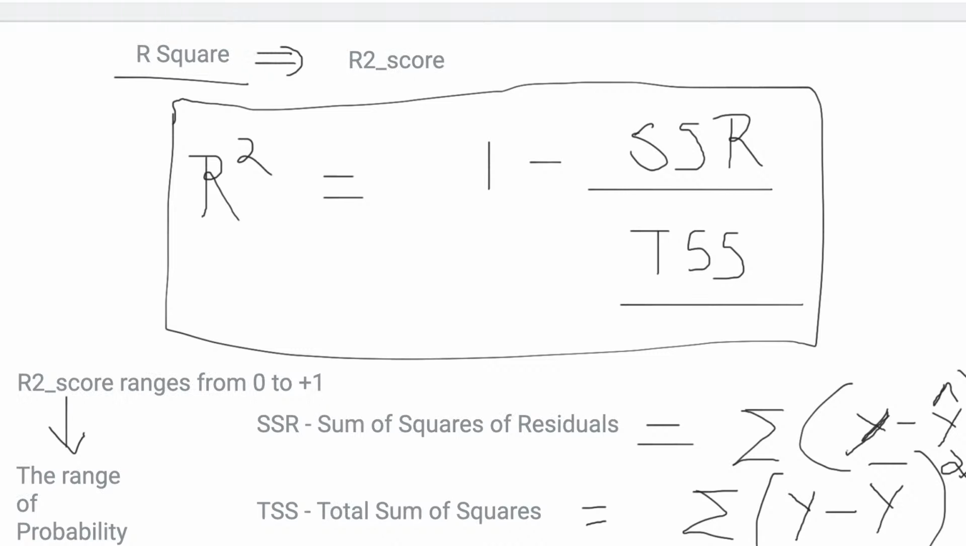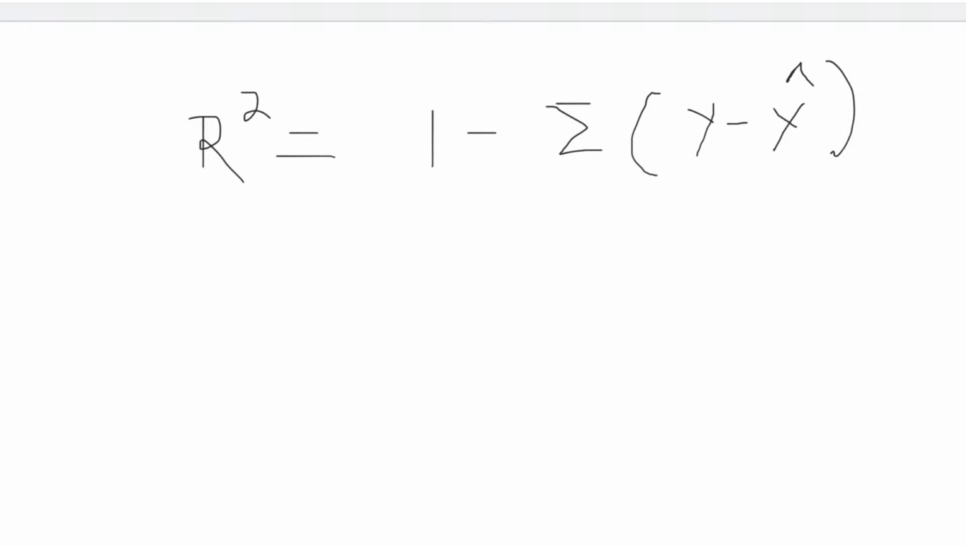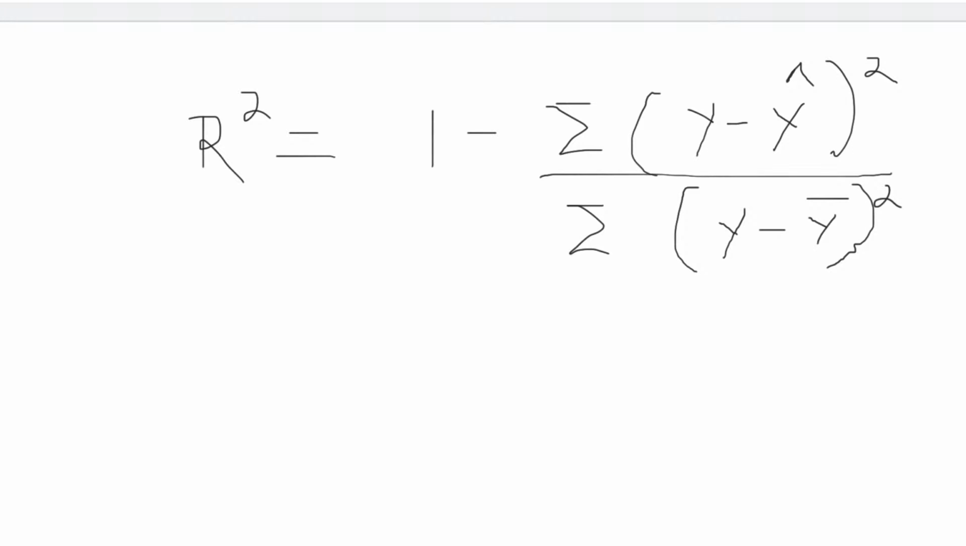Alright, let me write the expanded version of the formula. So R2 score is 1 minus summation of (y minus y hat) whole square divided by summation of (y minus y bar) whole square. So this is the expanded formula of R2 score.